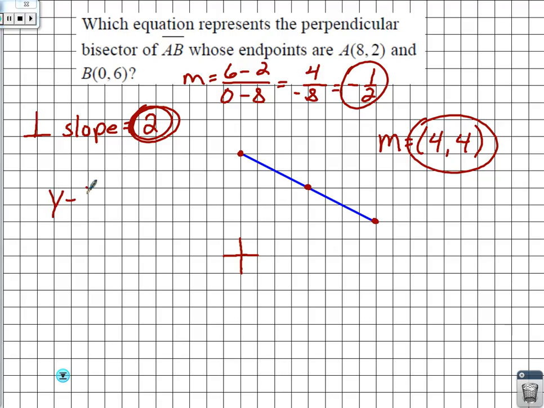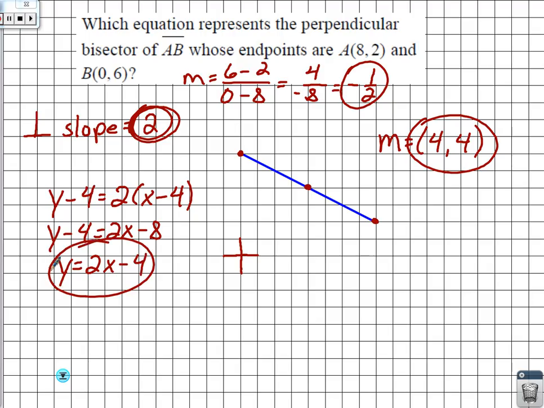y minus y1 equals m times x minus x1. That makes sense. That's going to be your perpendicular bisector. It passed through the midpoint. It had a slope of 2. Clean it up. y minus 4 equals 2x minus 8. Add 4 to both sides. y equals 2x minus 4.